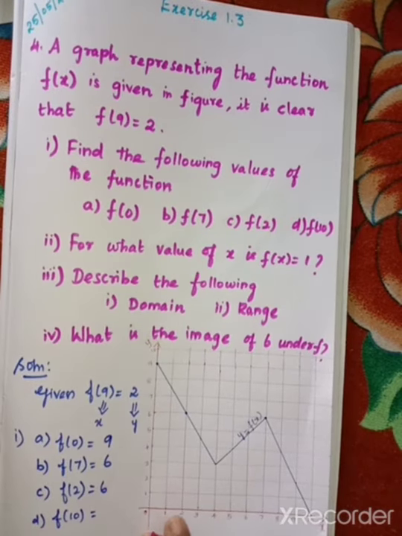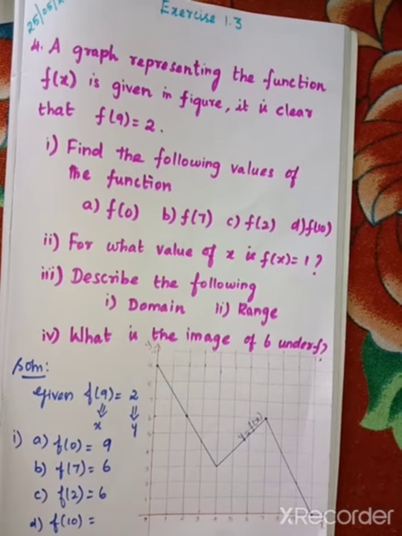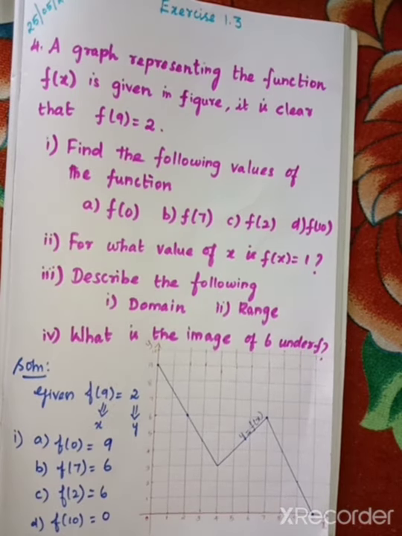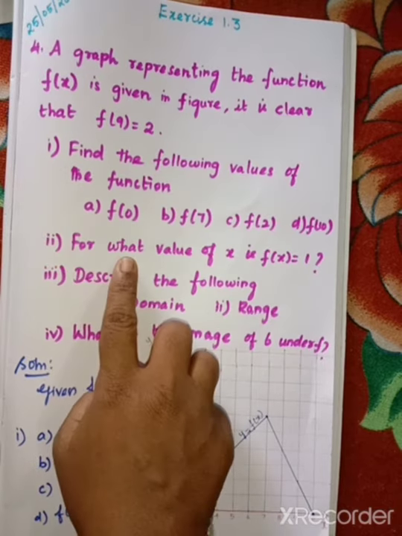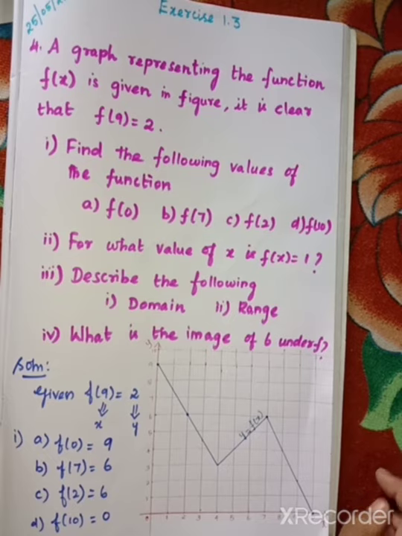So f of 10 is on the x-axis. So what is your image? That is 0. Or if the pointed value is at the same point on the x-axis or on the y-axis, the value is 0, because 0 is considered as the origin for the x-axis and also for the y-axis. Then we want to move on to the second subdivision, that is, for what value of x is f of x equal to 1.